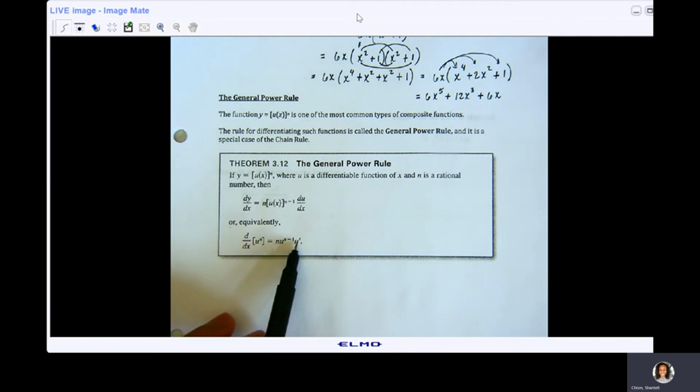You could also think about it as being written, instead of using du over dx, in terms of u prime. So the derivative of the outer function, bringing down the n, lowering the exponent by 1, so that's where you see n minus 1, and then times the derivative of u itself. So that's where you see times u prime. Okay?